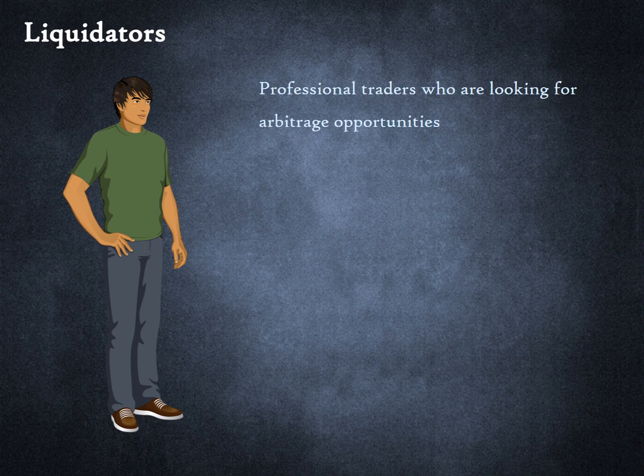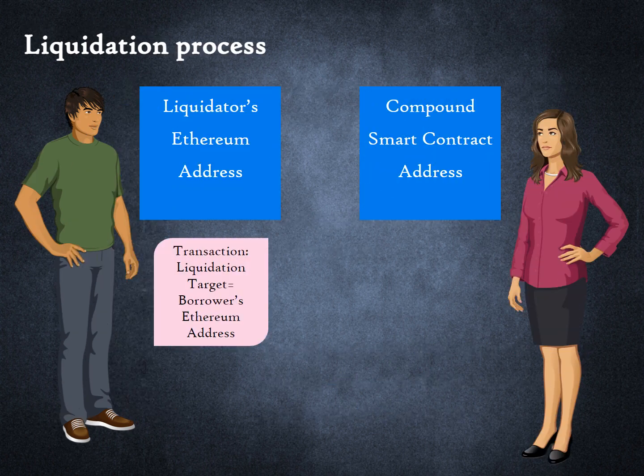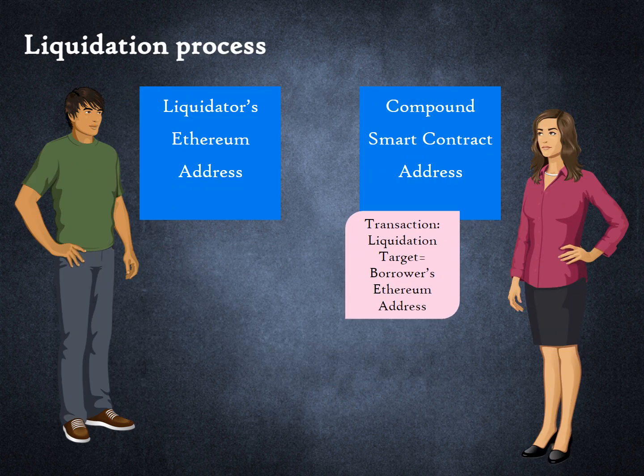Liquidators are professional traders who are looking for arbitrage opportunities. They are continuously searching for accounts that are underwater. Liquidators run queries on the blockchain via APIs to identify Ethereum addresses which are underwater in Compound. Bob initiates a liquidation transaction directed to the Compound smart contract with Alice's Ethereum address as liquidation target.